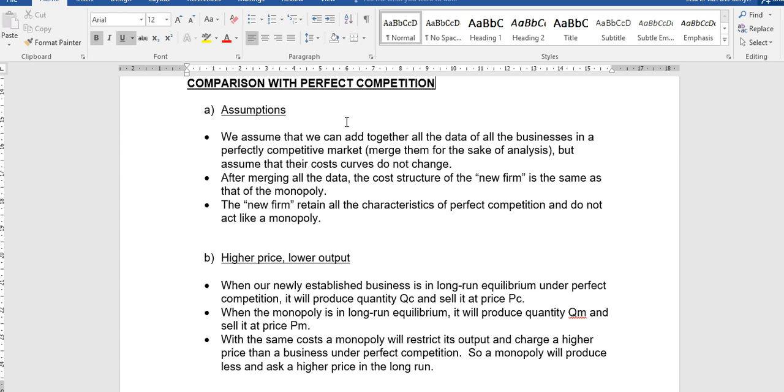Okay, so now before we do this comparison, remember I said to you that the reason why we do the perfect market as a market structure is so that we can use it as a yardstick to compare all the other market structures against, because the perfect market doesn't exist. So we're going to now use the perfect market as the example, as what we aspire to, and then we're going to look at how the monopoly compares to that perfect market.